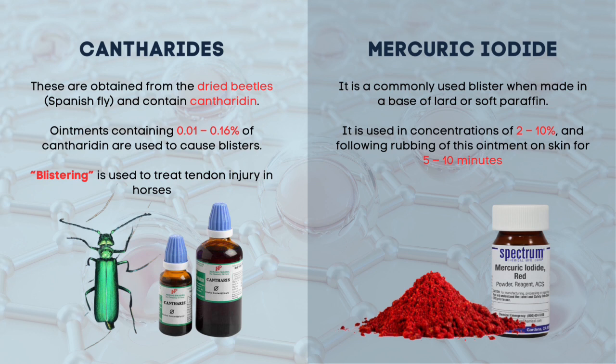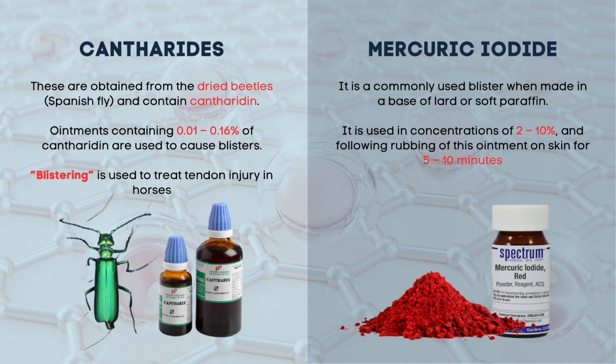These are obtained from the dried beetles, Spanish fly, and contain cantharidin. Ointments containing 0.01 to 0.16% of cantharidin are used to cause blisters. Blistering is used to treat tendon injury in horses, being a mild and more acceptable treatment than firing.